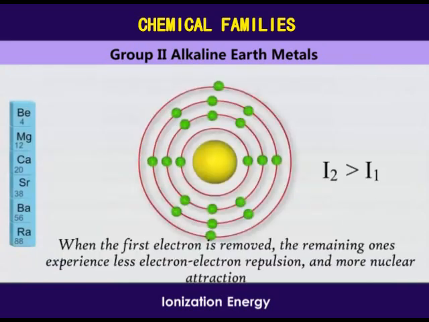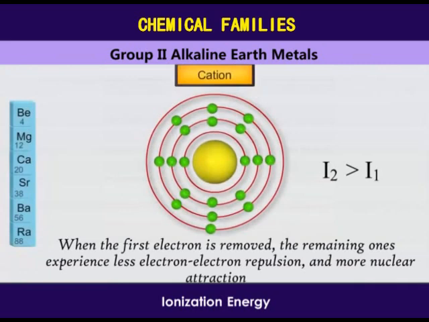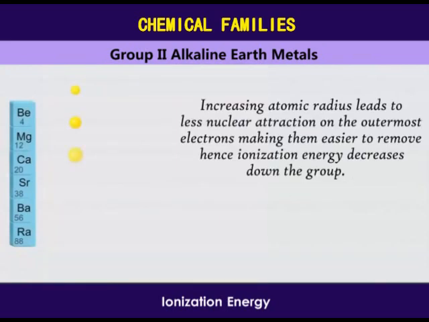As each electron is removed by ionization, the remaining electrons experience less electron-electron repulsion and greater effective nuclear charge because the number of protons exceeds that of electrons. Thus, each subsequent ionization requires more energy. As in alkali metals, this ionization energy decreases down the group because of increasing atomic radii.